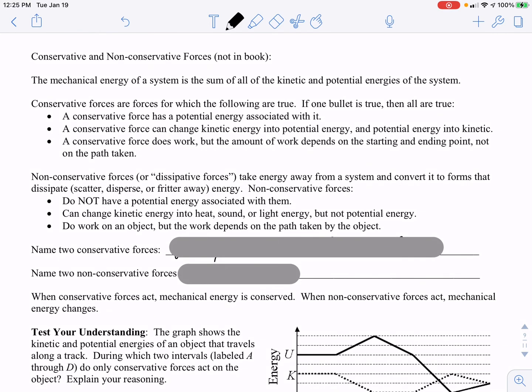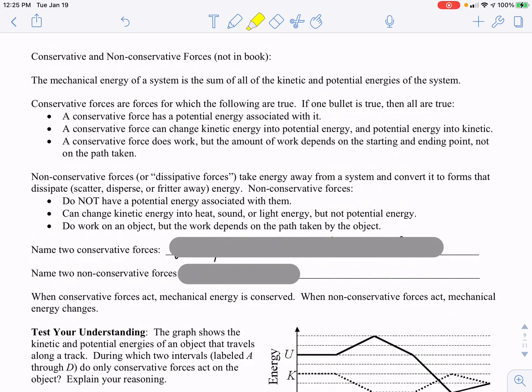Some notes and some concepts about conservative and non-conservative forces. These were things that we saw in our energy skate park lab. The mechanical energy of a system, again, is the sum total of all your energies. So what is a conservative force? Well, a conservative force, for one thing, has potential energy associated with it. So gravitational potential energy, spring potential energy, those are examples of conservative forces. A conservative force can change kinetic energy into potential energy and potential energy into kinetic energy.